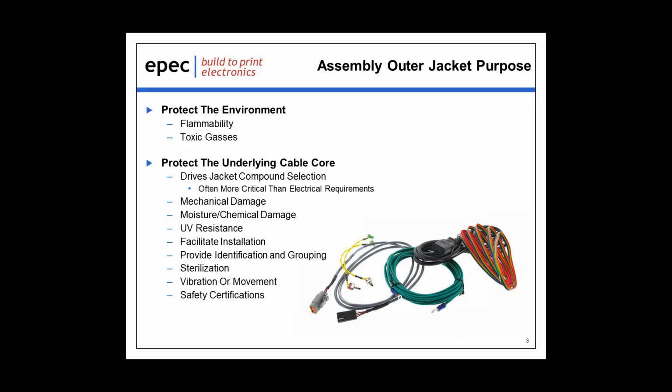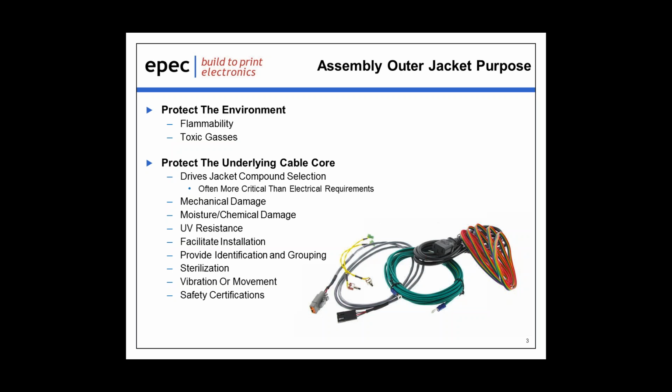The other function of the assembly jacket is really to protect the components inside the cable itself. Choosing the right jacket for this type of protection is critical. And again, it's based on the environment the assembly is going to be installed in. The jacket needs to protect the components from mechanical damage, any moisture or chemicals that the assembly would be exposed to, sunlight if it's installed outdoors or even near a window where sunlight could hit the cable jacket.